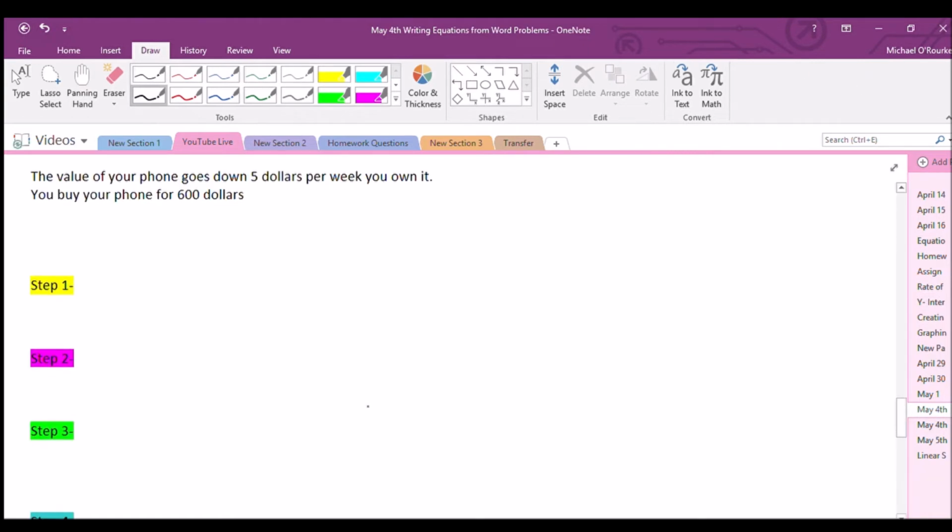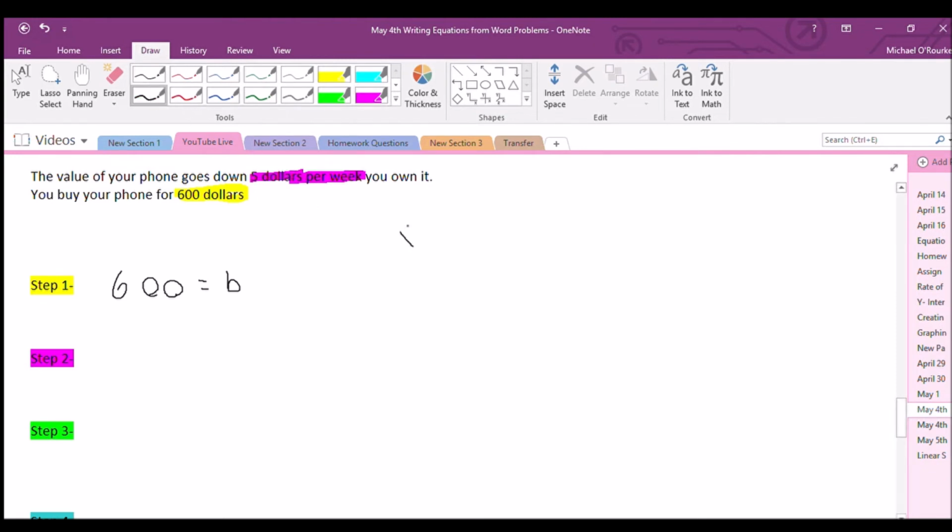Now this one here, I should slow down a little bit, let you catch up. This one here says the value of the phone goes down $5 per week on its own, and you buy the phone for $600. So I'll let you figure out which is our initial value here. Our initial value is going to be our 600. Okay, so that's how much it costs us to buy it, a one-time payment. And then our rate of change is going to be $5 per week.